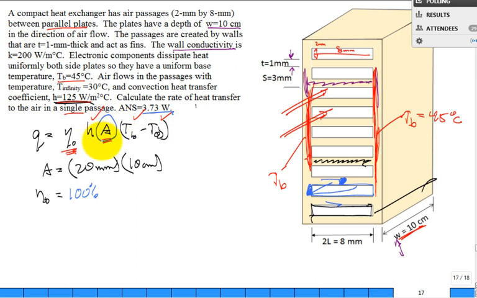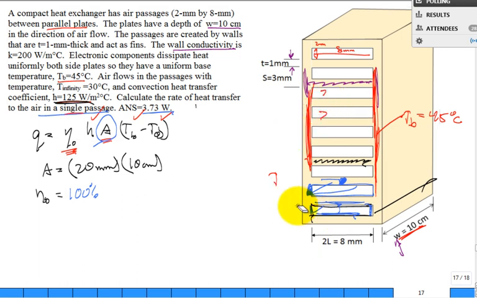This area is the area in contact between the solid and the fluid as it flows through the whole system, because we want it for one passage. The passage has this side, this top, that bottom. The white is the fluid passage, right? The air goes through this empty area.